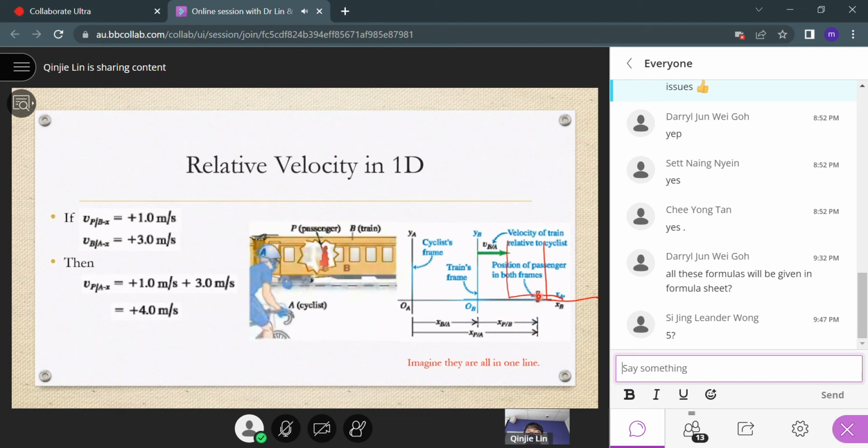So you can see from this, don't care about the one I draw. If you care about this point P, if you see it from the train's frame, it's only quite short, together with the train, only a short distance away. But if you compare P to the cyclist's frame, it is a much longer path away, correct? So these are the frames that we are talking about.